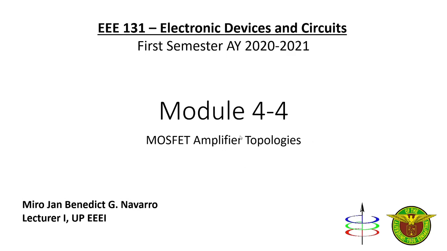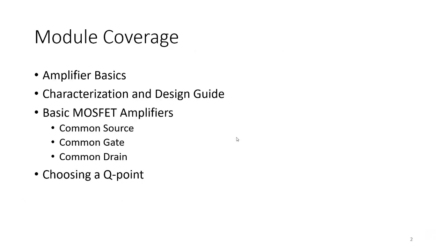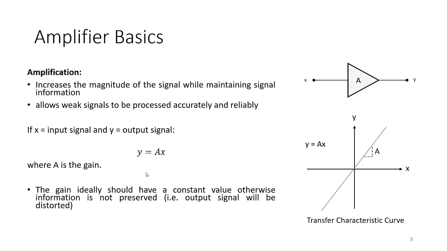Hello, this is Module 4.4, MOSFET Amplifier Topologies. The module coverage is shown here. First off, we're going to talk about amplifier basics, then the characterization and design guide for amplifiers, basic MOSFET amplifiers: the common source, common gate, and the common drain, and how to choose a Q point.